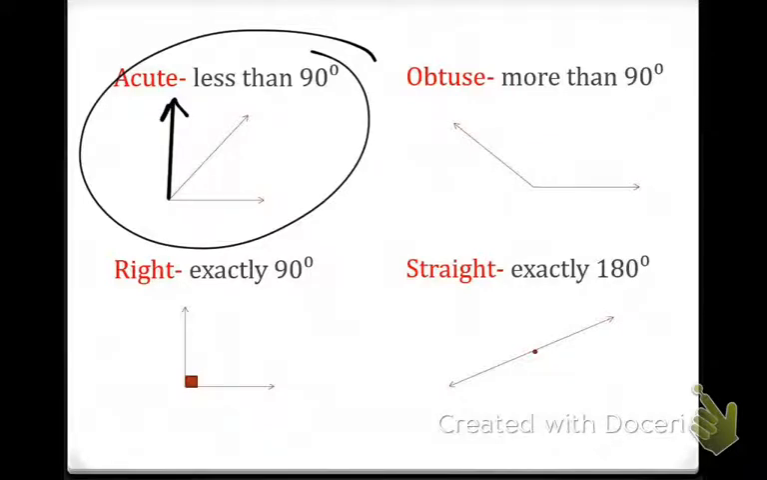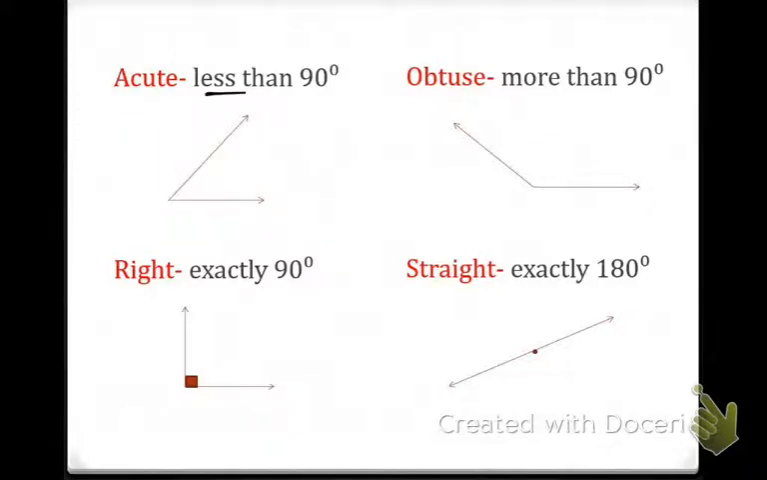Was it as big as that or bigger or smaller? Acute means it's smaller, okay? So it makes it acute because it is less than 90 degrees. Obtuse, think of something that's large, okay? It is more than 90 degrees.